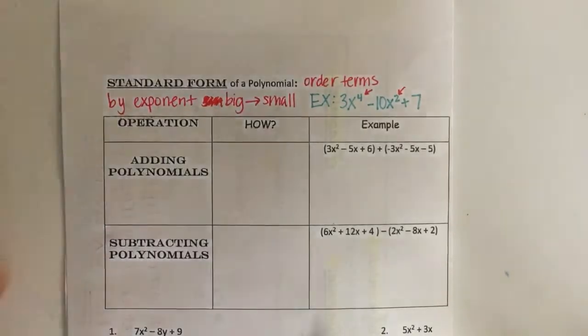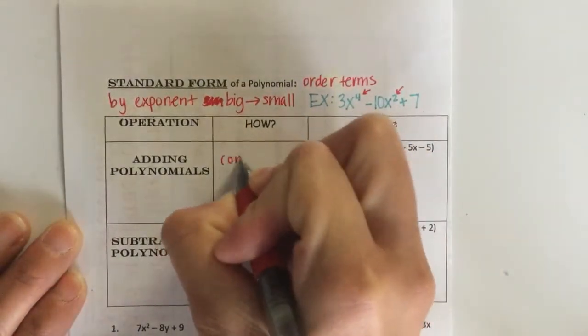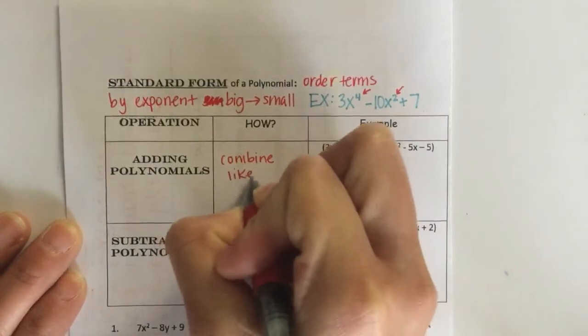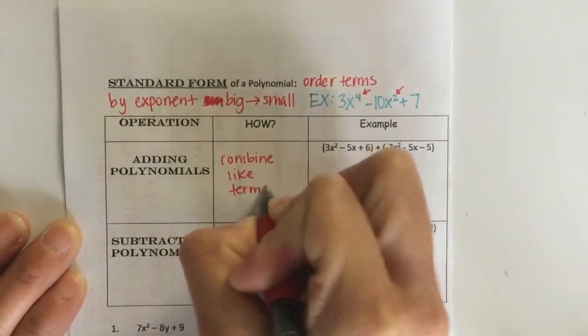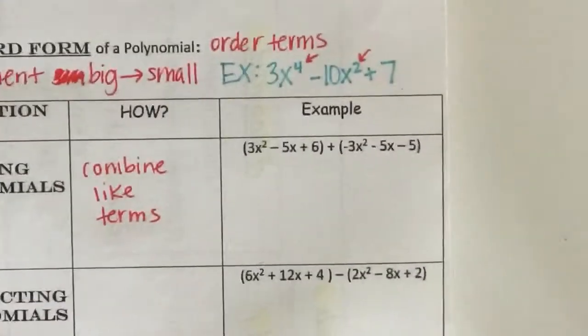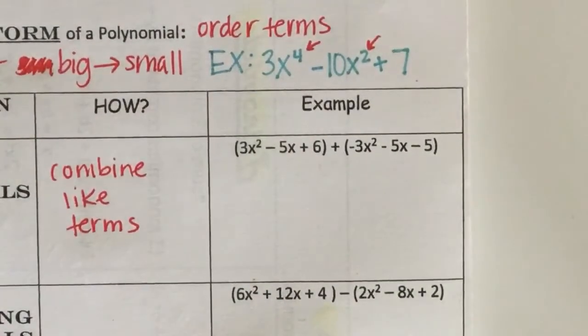How do we do that? We combine like terms. So let's look at this example. In this example, we have 3x squared minus 5x plus 6 plus negative 3x squared minus 5x minus 5.